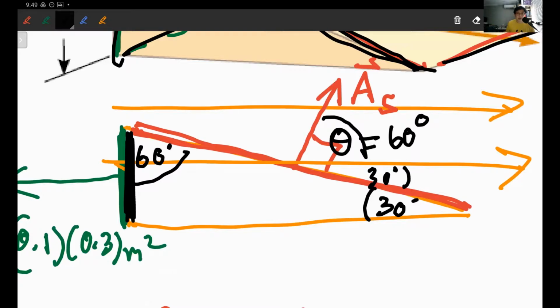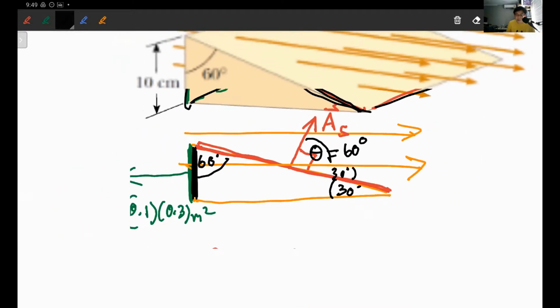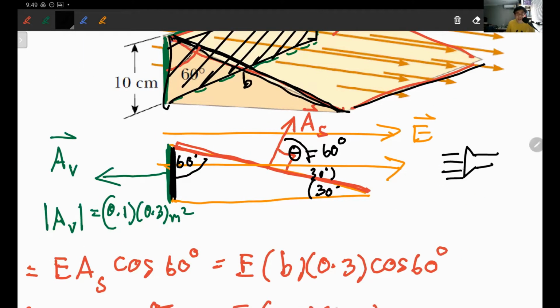Whenever we would like to calculate the flux, we only need the surface that is perpendicular to the E. Right now, the A sub S is not perpendicular. We only want the components of this surface that are perpendicular to the E. So we do the projection. Imagine you have a flashlight, you shine the light in the direction of the E, and you have a screen that is perpendicular to your light.